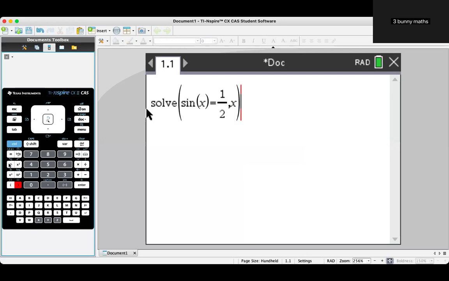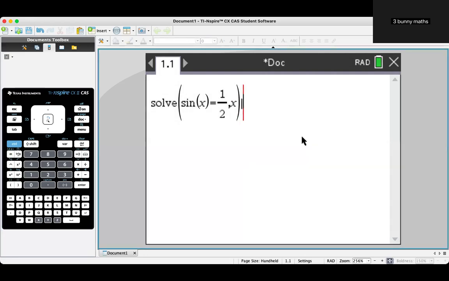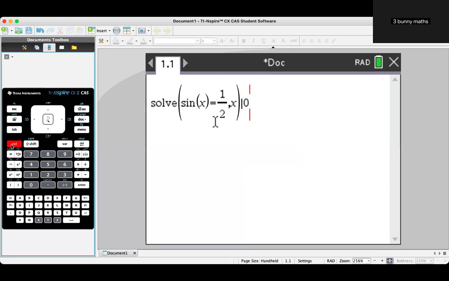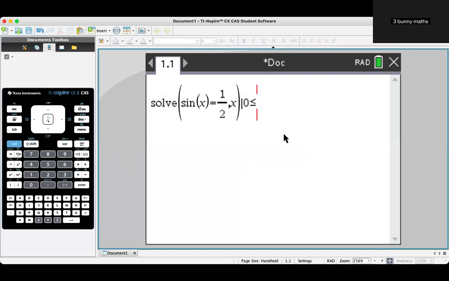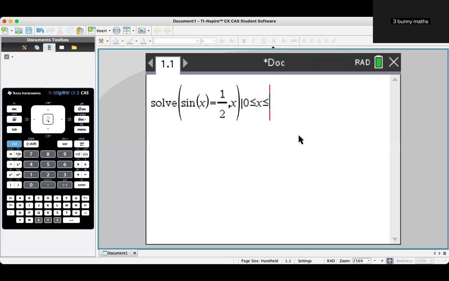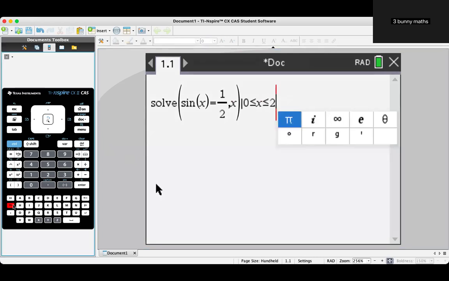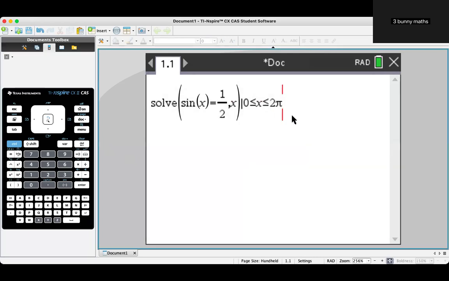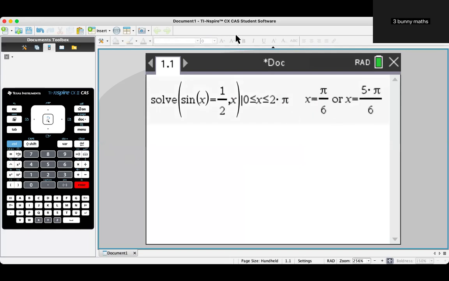You close the bracket. To make the given line, you press Control equal. Then you choose this symbol here. Let's say the domain is 0 to 2 pi. So 0, then you press Control equal, you choose this, and then x, then Control equal, you choose this, and then you write 2 pi. So 2, and then pi is just right there. So yeah, that gives you two solutions.